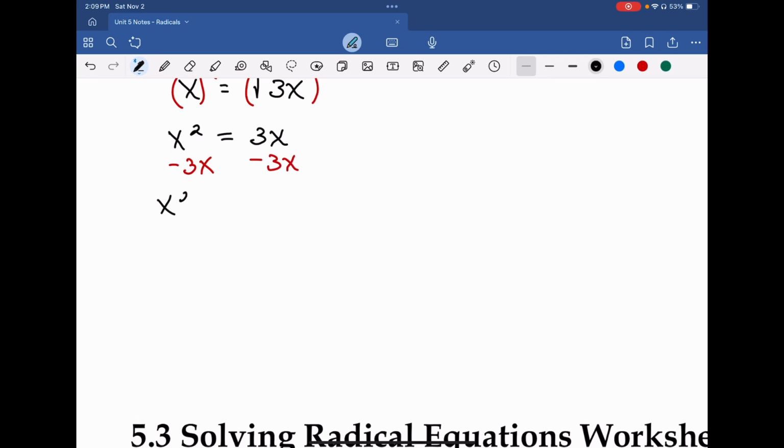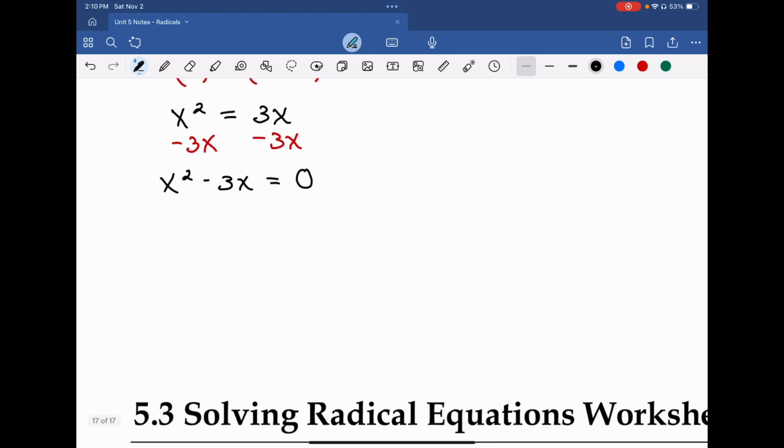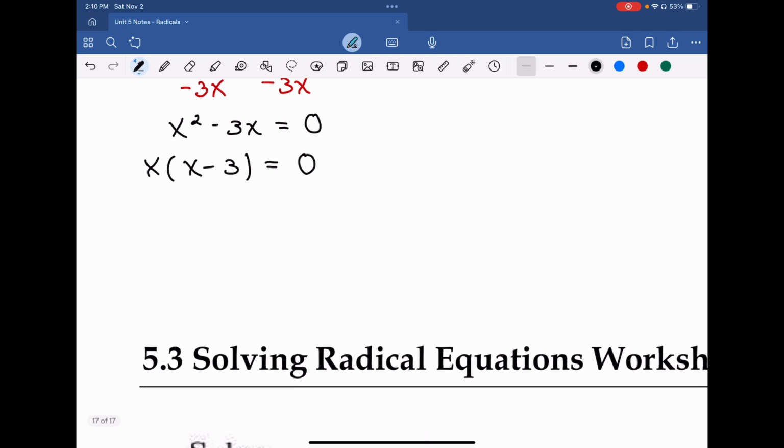Now what this is going to give me is x squared minus 3x is equal to 0. When we factor out an x, it's going to be x and x minus 3. And from quadratic equations, our two solutions are therefore x is 0 or x is equal to positive 3. Because remember, it's always opposite of what you see here.